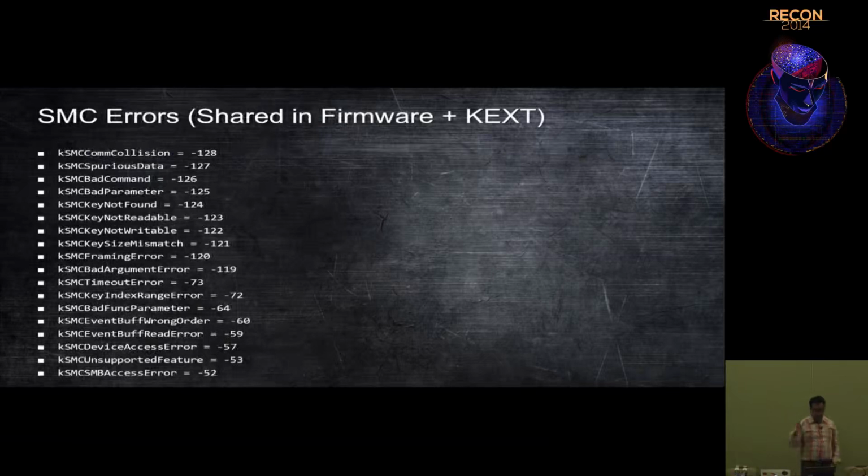You can also see all the errors that the SMC returns. The SMC has some undocumented error codes, but there's a function in the kext which printfs them. So there's a translation table that you can read there that tells you what all the errors that come from the SMC are.